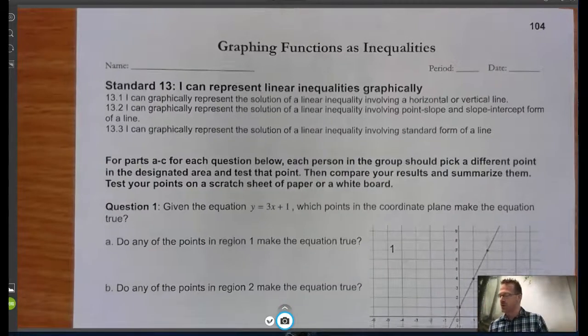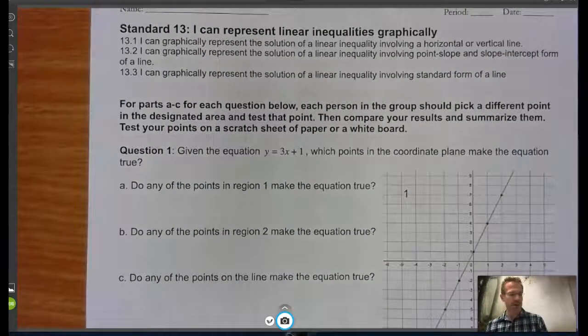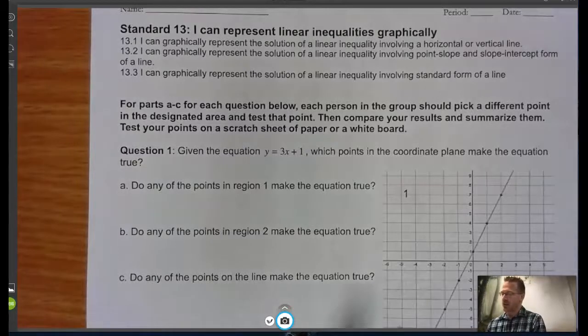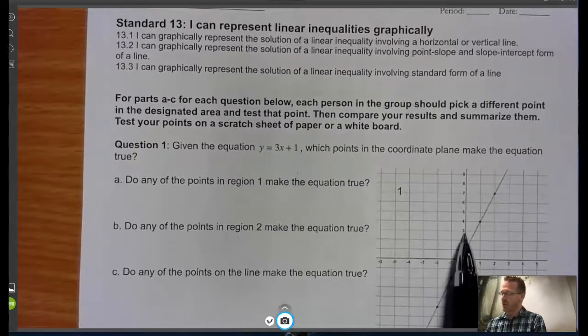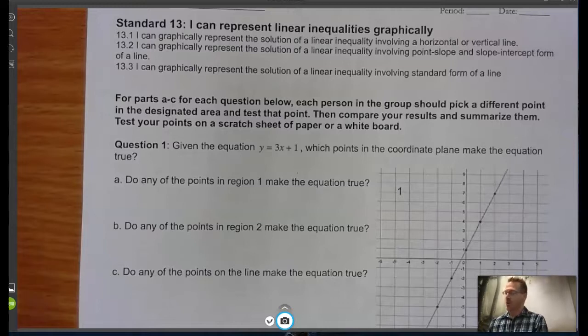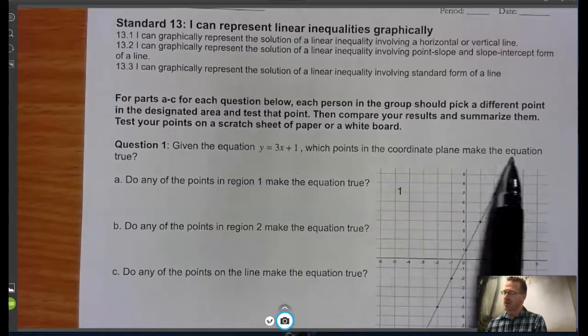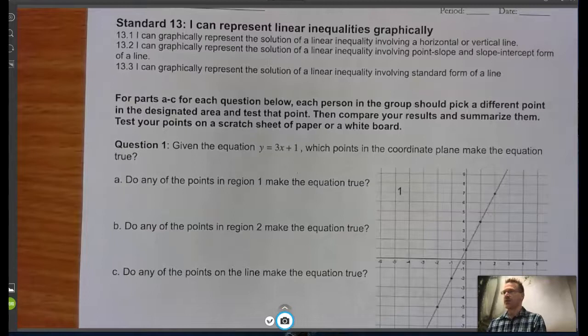When we look at question 1 here, we have an equation and we have our line, y equals 3x plus 1. We can see that our starting point would be (0, 1), and our slope is 3 over 1, so there's that line, graphed right here. Now notice what the question is: which points in the coordinate plane make the equation true? I'm going to shift my camera here so you can see.